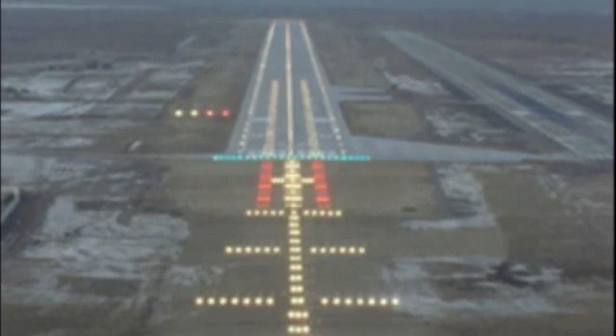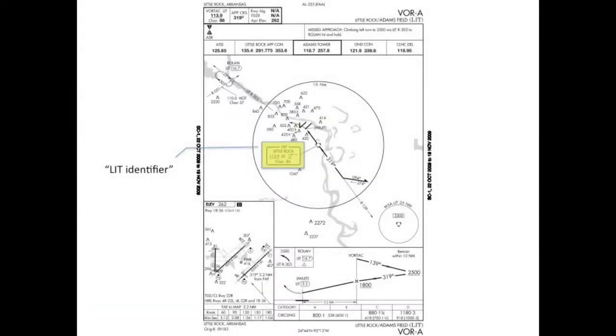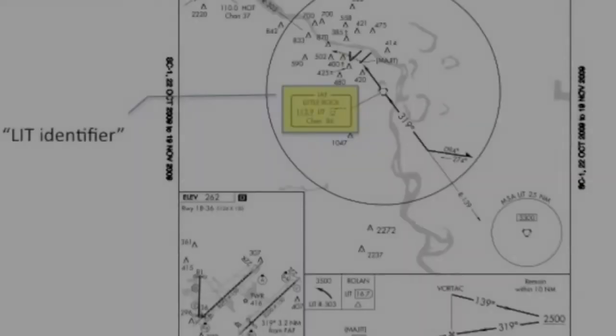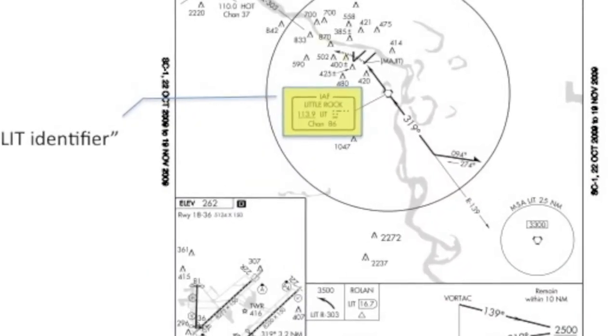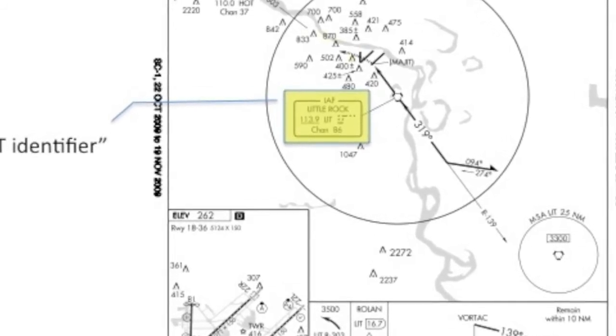Navigational aids in aviation, such as VORs, VHF Omnidirectional Range Finding Stations, constantly transmit their identity in Morse code using a three-letter identifier. For example, the Little Rock VOR station uses the Morse identifier LIT. Notice the Morse code letters printed on this aviation chart for pilots, highlighted in the yellow box.